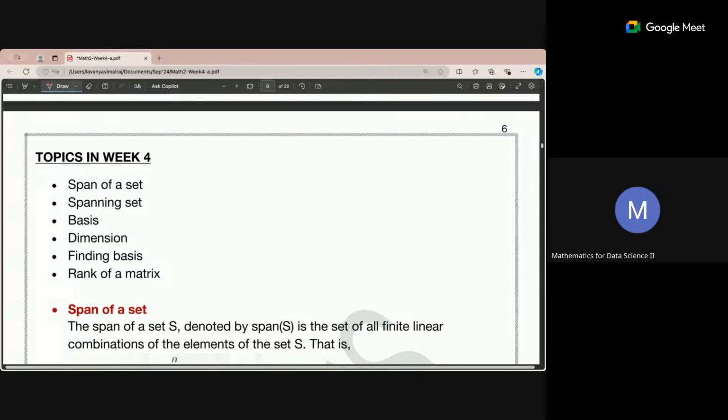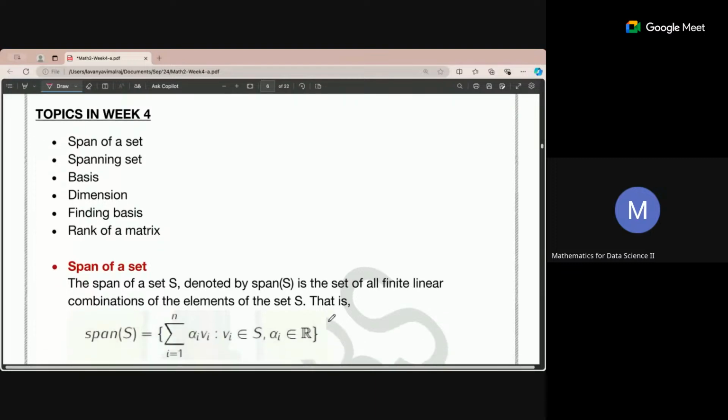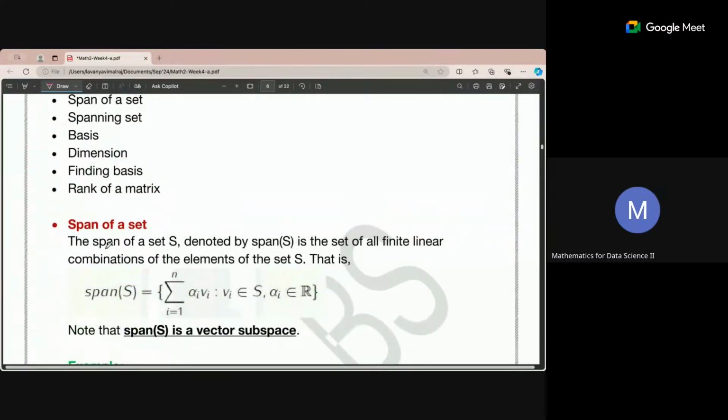What is the span of a set? The span of a set, denoted by span of S, is the set of all finite linear combinations of the elements of the set S. Suppose S is the set of vectors V1, V2, up to Vn. Then span of S is the set of all possible linear combinations, summation i equal to 1 to n, alpha i Vi, where these alpha i can vary over R.